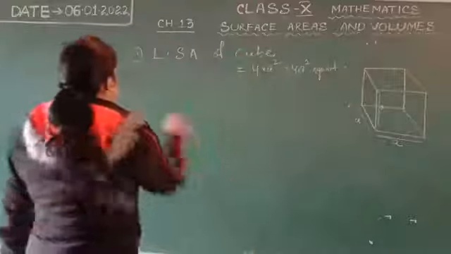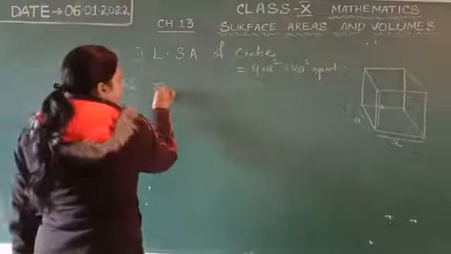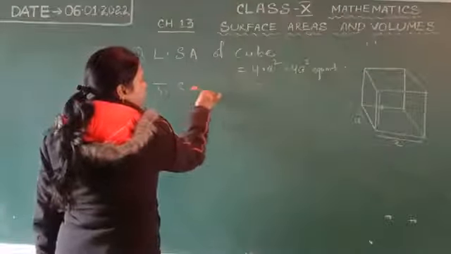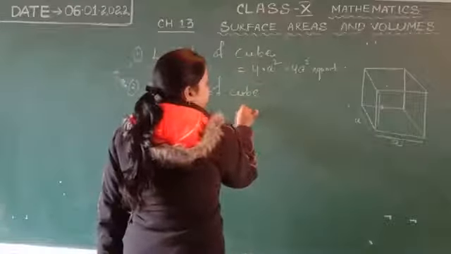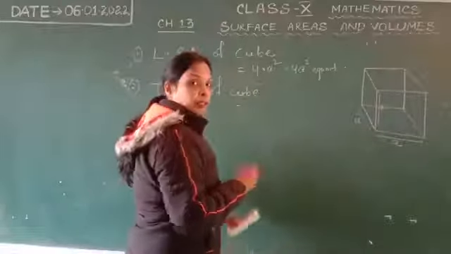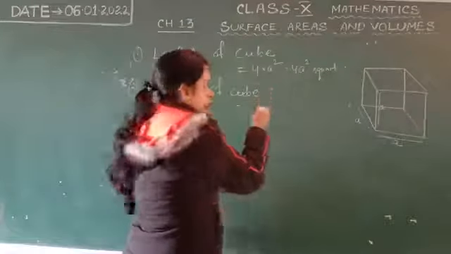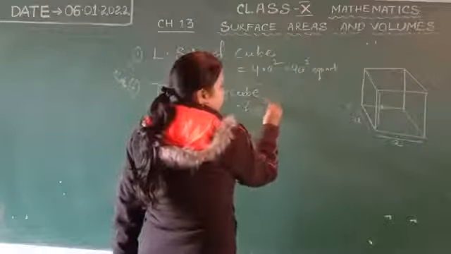Okay. Then the second one is the total surface area of a cube. That is equal to, here how many faces? Total surface area has 6 faces. So same thing, it is 6A square.